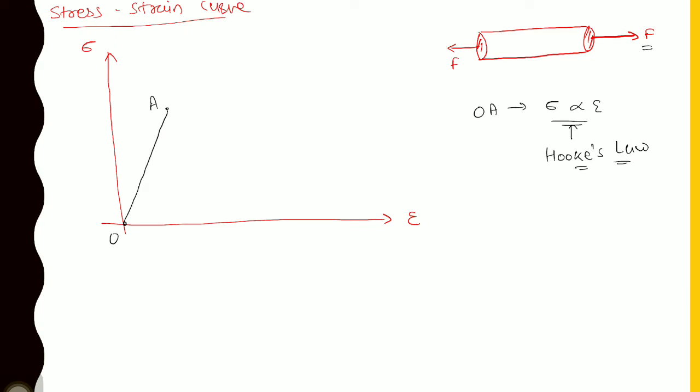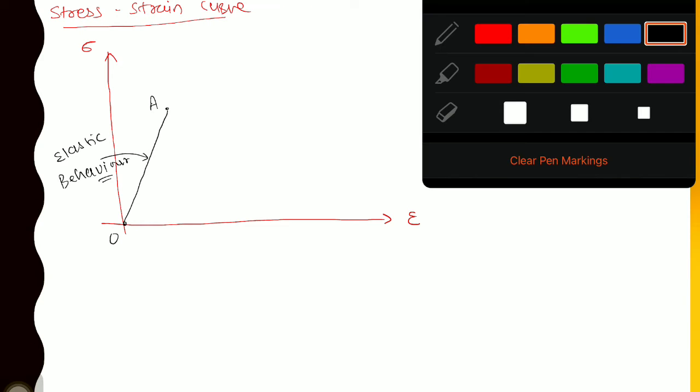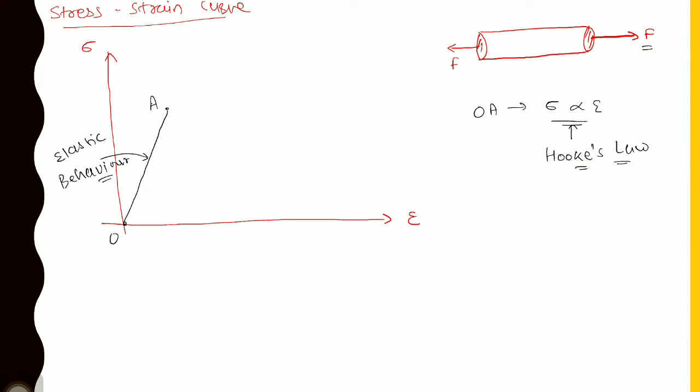Up to this point A, the proportionality limit is applicable. After this, the proportionality limit is not applicable. So from O to A, the body shows elastic behavior. If you remove the force between O and A, the object again comes to its original shape. But now you increase the force again, then what happens? The stress is no longer directly proportional to strain.